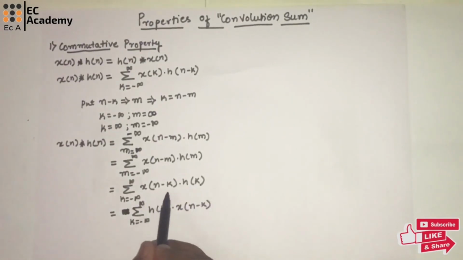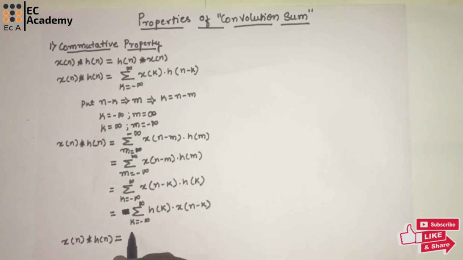So we are just rearranging the terms and we are writing the equation as h of k into x of n minus k. So we can say x of n convoluted with h of n can be written as, using the formula of convolution sum, h of n convoluted with x of n. So we have proved the first property, which is the commutative property.